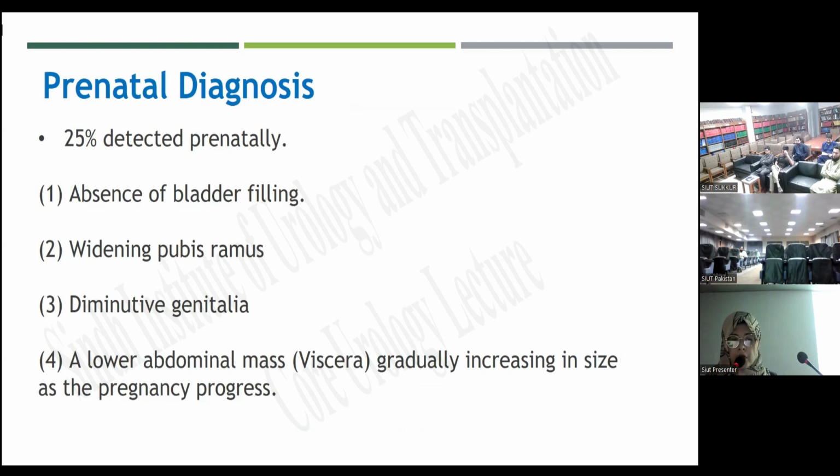can be seen are the absence of bladder filling, widening of the pubic diastasis, a low-set umbilicus, abnormal genitalia, and a lower abdominal mass, which is basically the viscera coming from the triangular defect, that increases in size with the progression of the pregnancy.